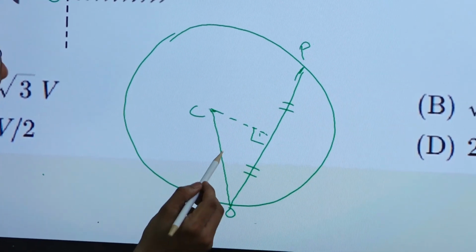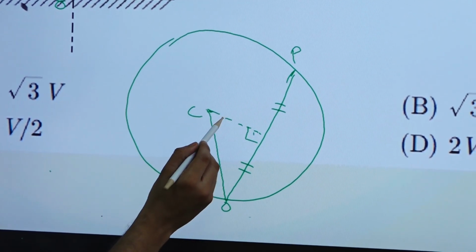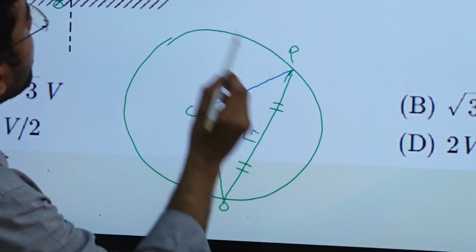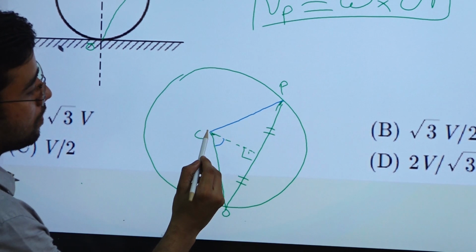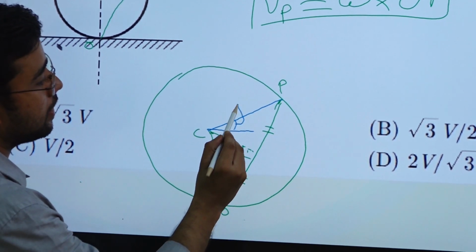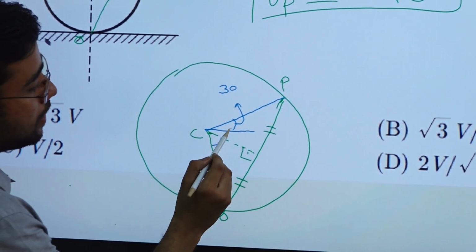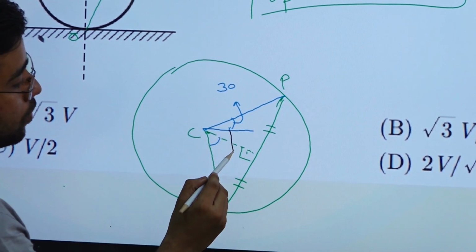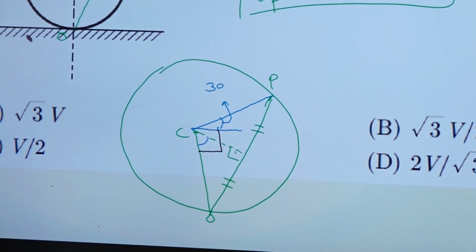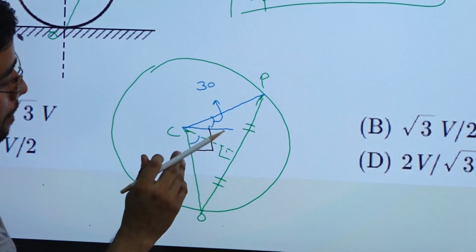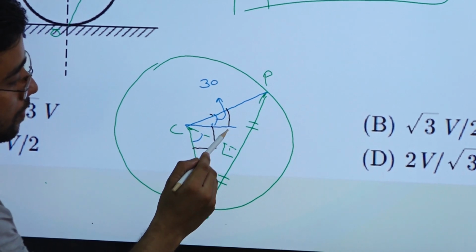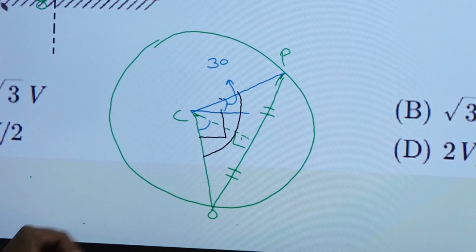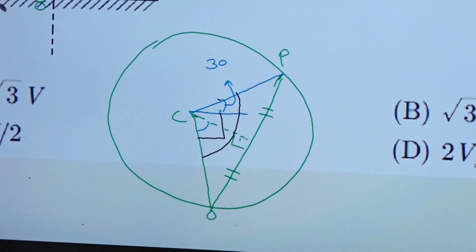and we need to just find this angle. And what is the angle? How to find out this angle? This is 30, right? And this angle from here to here is 90. So the total angle between CP and CO is 120, right? 90 plus 30, right?